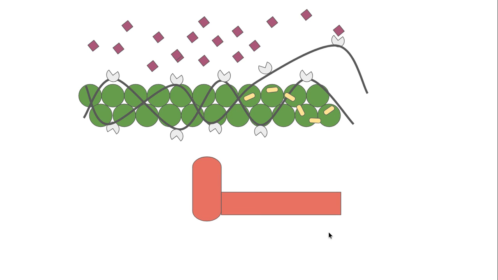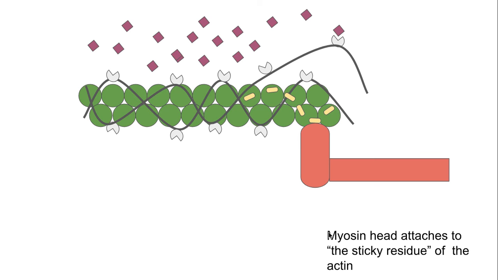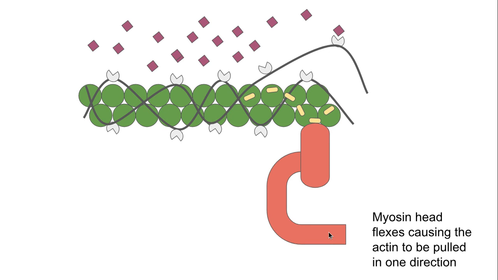So this is step 2. Tropomyosin is removed from the actin, revealing this really sticky residue on the actin that myosin can actually bind to. Step 3, we see the myosin head attaching to the sticky residue of the actin. In step 4, we see the arm of the myosin flex, causing the head to move and pulling the actin in one direction, hence a muscle contraction or shortening of the muscle.